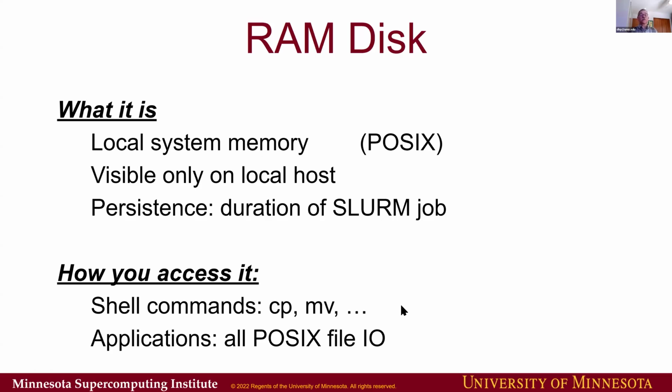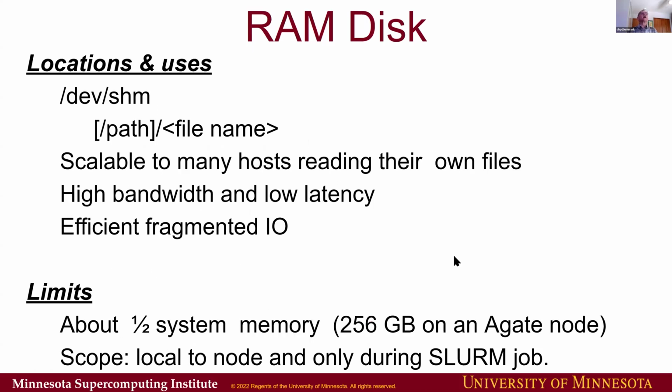All the normal shell commands work, as well as POSIX compliant IO and applications. And the namespace for that looks like this, where you would start with /dev/shm. This path is actually available on all of our standard compute nodes as well as login nodes. But you have to remember that it's actually a separate physical place for storage on each different node. And under this, you would have some kind of path. If you're sharing the node with other users, you might want to include your username in this path.